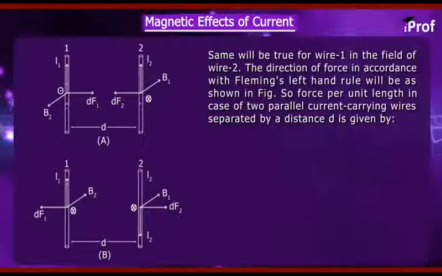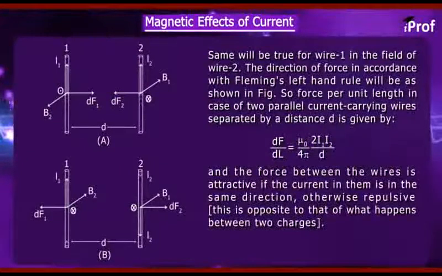So force per unit length in case of two parallel current carrying wires separated by a distance d is given by dF upon dl equal to mu naught upon 4 pi into 2 I1 I2 upon d. And the force between the wires is attractive if the current in them is in the same direction, otherwise repulsive. This is opposite to what happens between two charges.